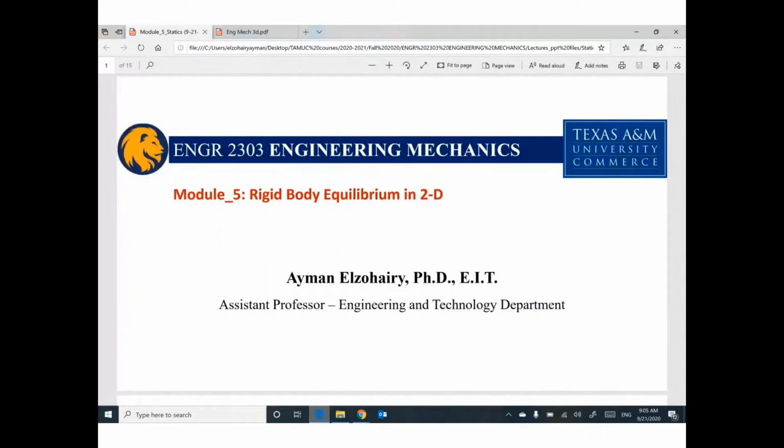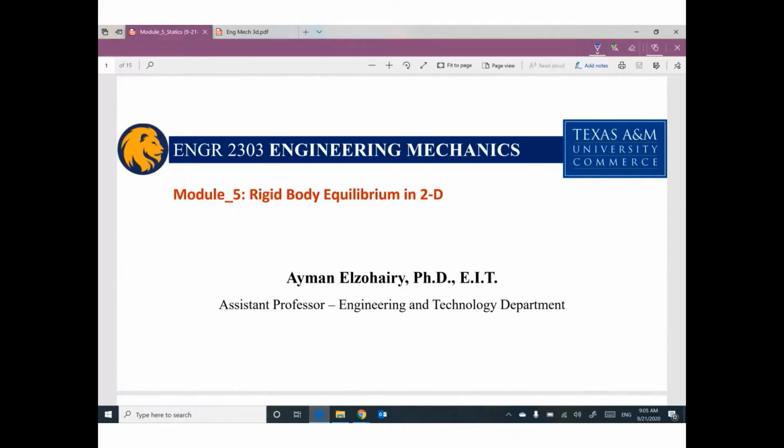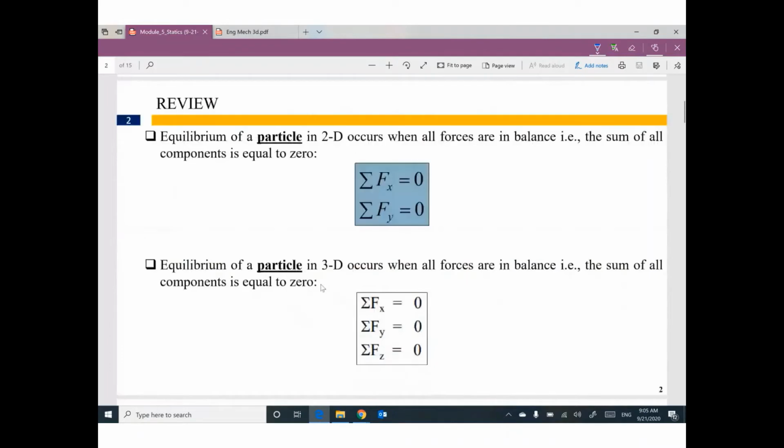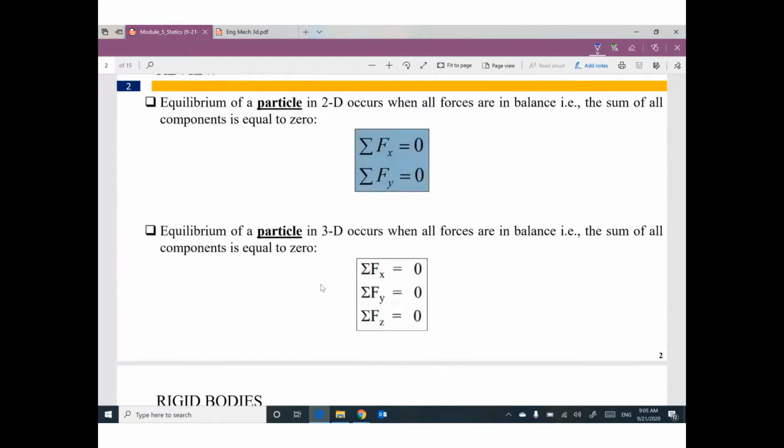I'm going to talk about rigid body equilibrium in 2D. We learned, I talked before about a particle.